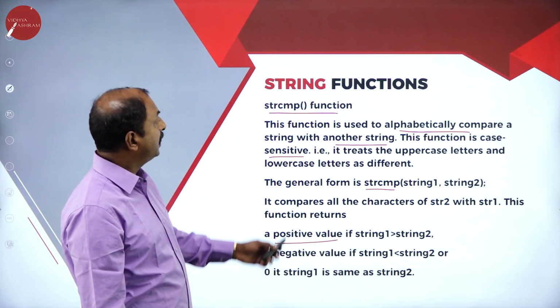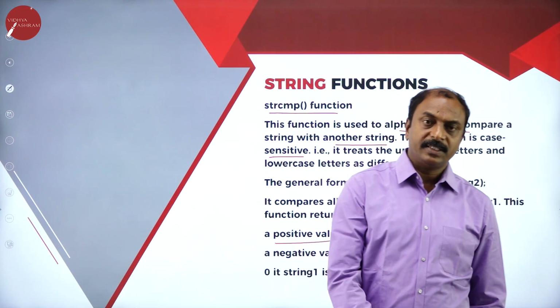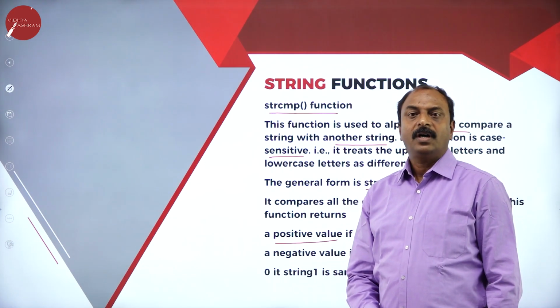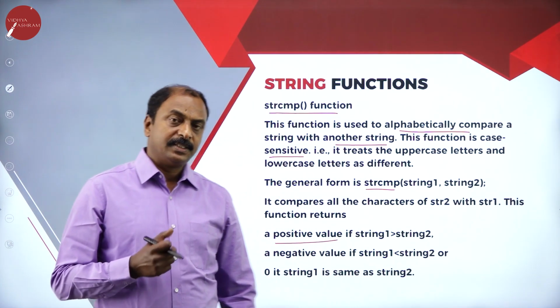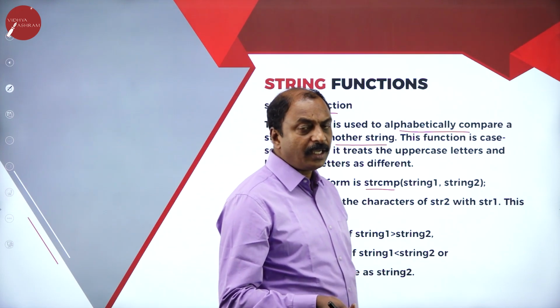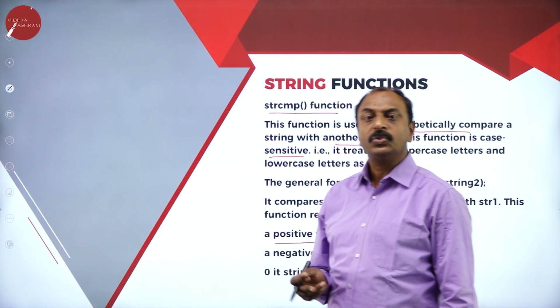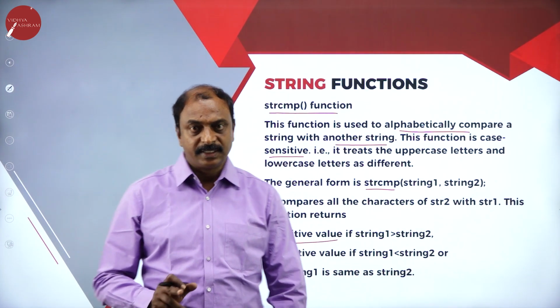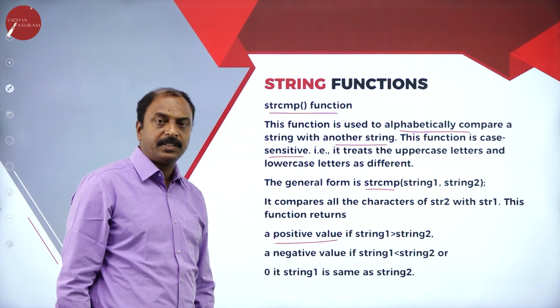So the string comparison function compares two strings and results in either 0, greater than 0, or less than 0. By looking at the result, we have to understand whether one string is greater than another string, or one string is less than another string, or two strings are equal or same. This is the strcmp function, the string comparison function.